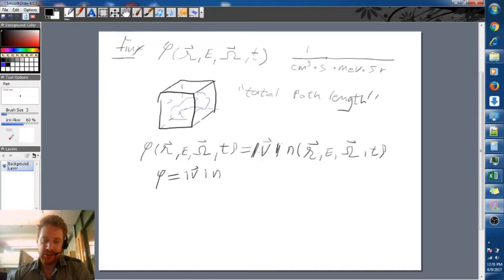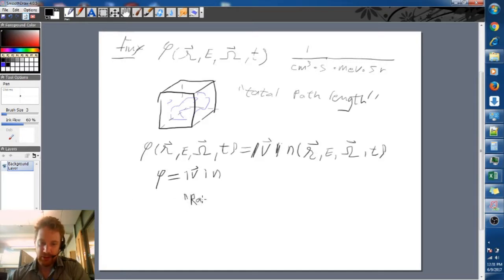And you can get this interpretation because, as you know, you can multiply any value by 1 and it remains the same. So if we multiply this velocity times 1 second, we get a distance traveled in 1 second. So that's total path length times the number of neutrons traveling that path length in 1 second. So n times path length is, maybe a better interpretation would be the rate of path length generation by those neutrons in that state space.